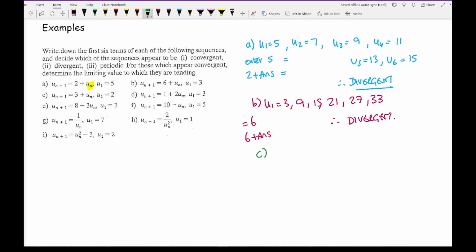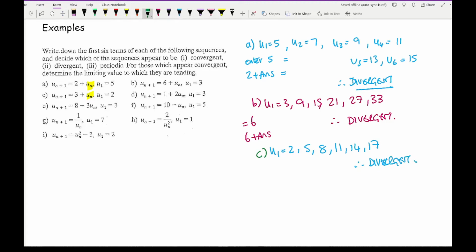For C, we've got un+1 equals un plus 3, it's virtually exactly the same. It's going to be diverging clearly, but again, starting with a different value. So u1 equals 2, and then all I'm going to do is just add 3 to the previous answer. So the next one is going to be 5, then 8, then 11, then 14, and then 17. And again, that is going to be divergent.